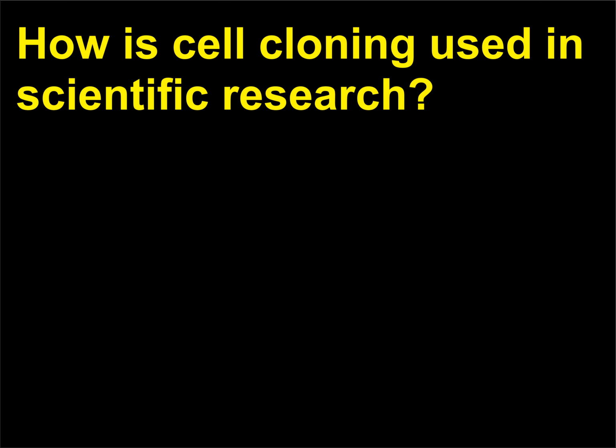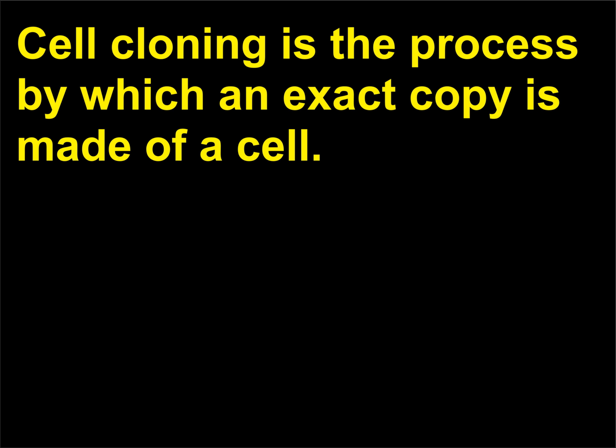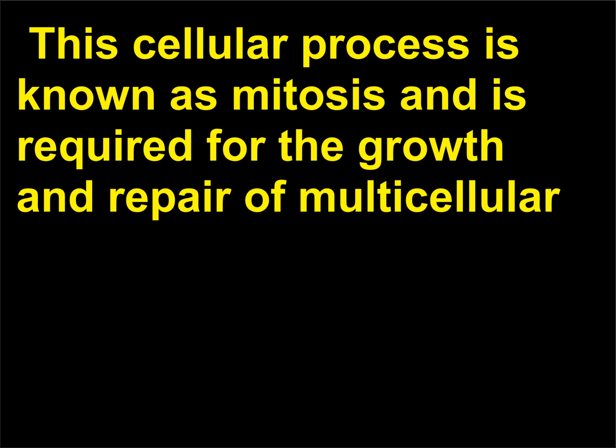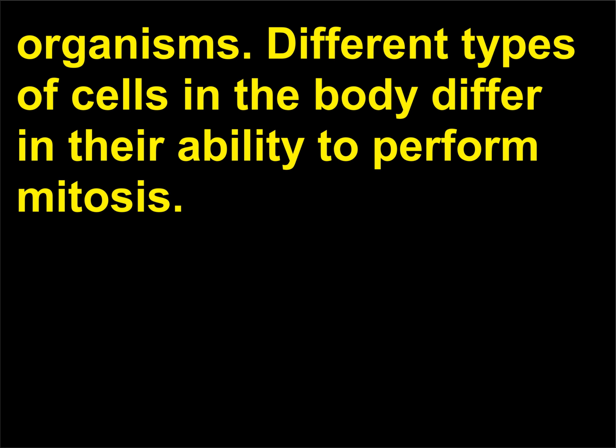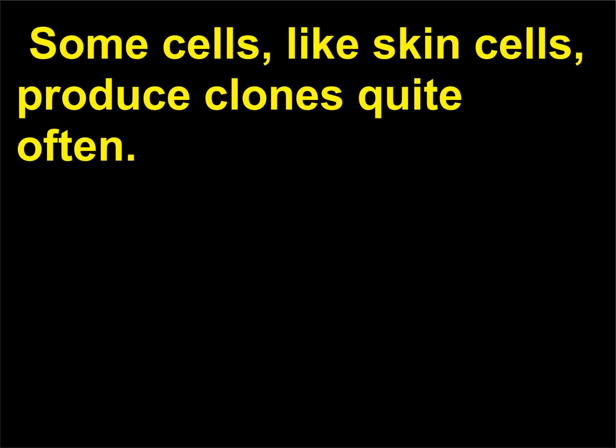How is cell cloning used in scientific research? Cell cloning is the process by which an exact copy is made of a cell. This cellular process is known as mitosis and is required for the growth and repair of multicellular organisms. Different types of cells in the body differ in their ability to perform mitosis. Some cells, like skin cells, produce clones quite often.